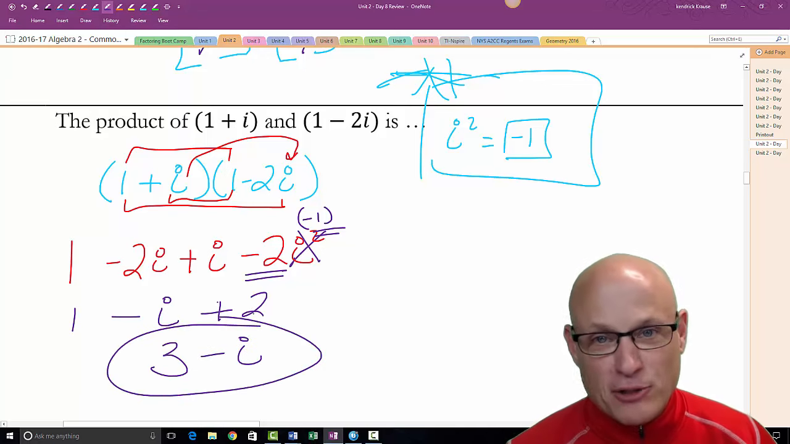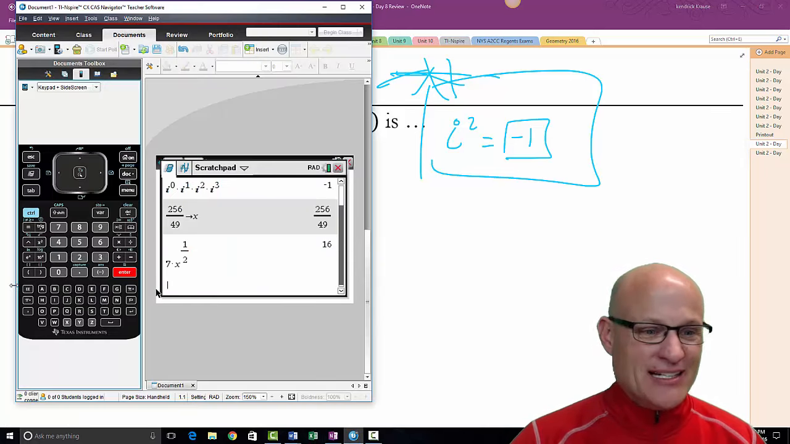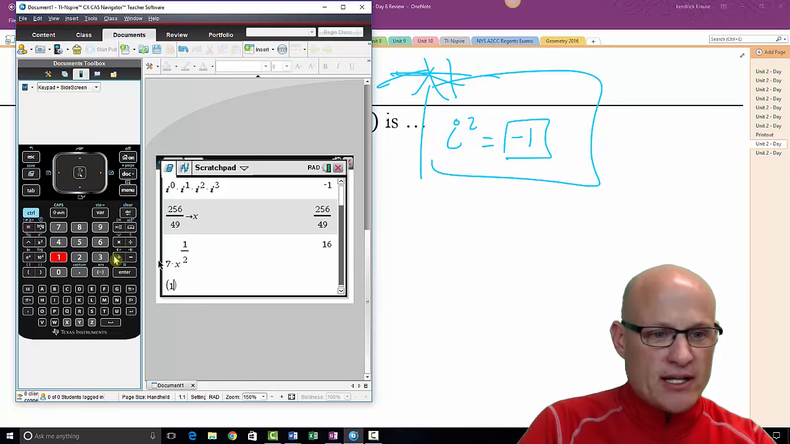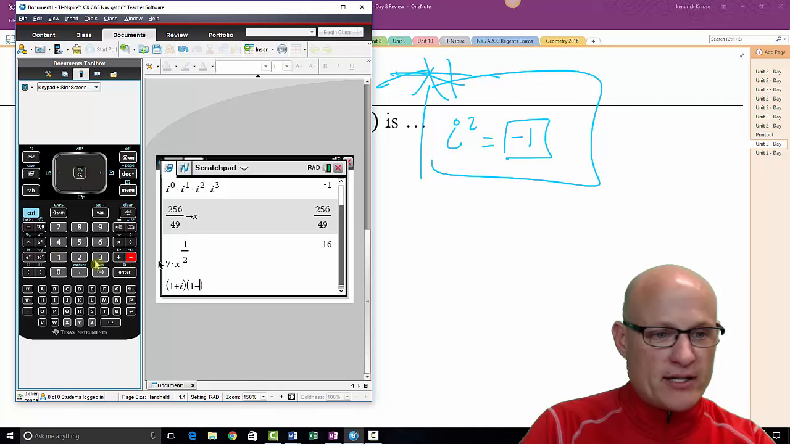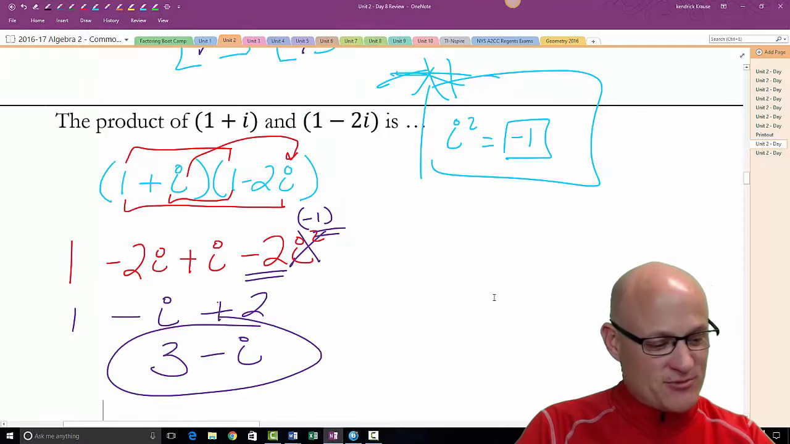And of course, that's in a plus bi form. So I'm going to come over and check it with my calculator. It's 1 plus i, times 1 minus 2i. Oh, 3 minus i. Yay, it's right.